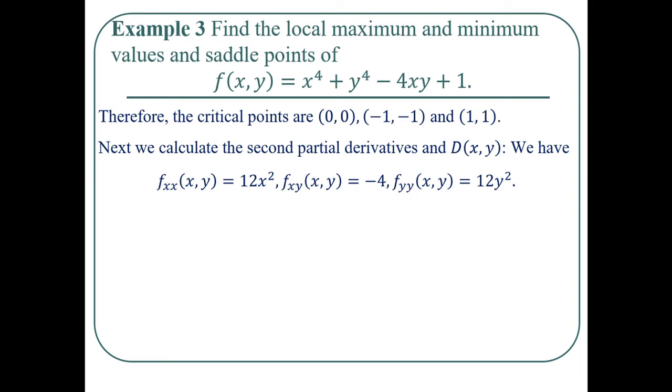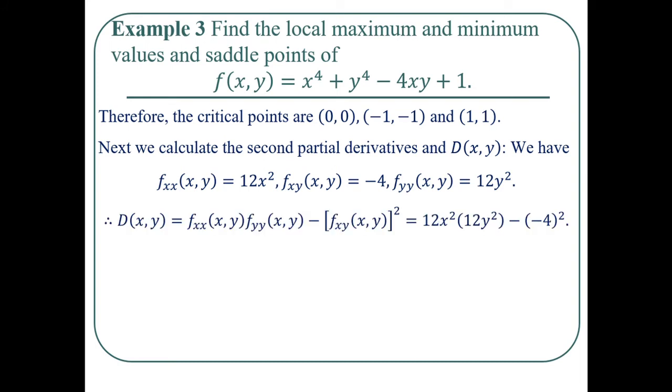The partial derivative fy was 4y cube minus 4x. The derivative of minus 4x with respect to y is obviously 0, and the derivative of 4y cube with respect to y is 4 times 3y square, so it will be 12y square. Therefore, d of x, y becomes fxx times fyy minus (fxy) square, which is 12x square into 12y square minus (minus 4) square. This minus 4 square is 16. So it will be 144x square y square minus 16.